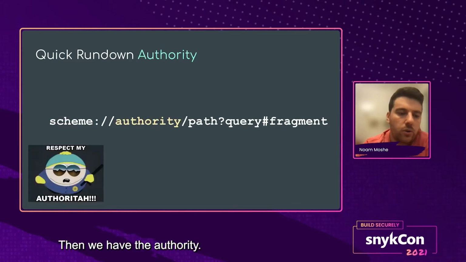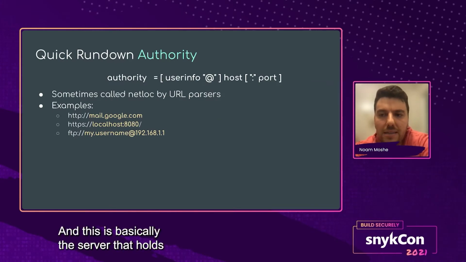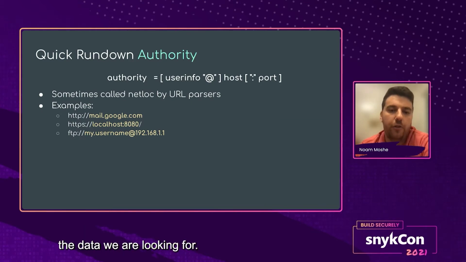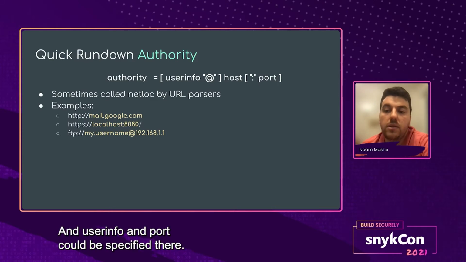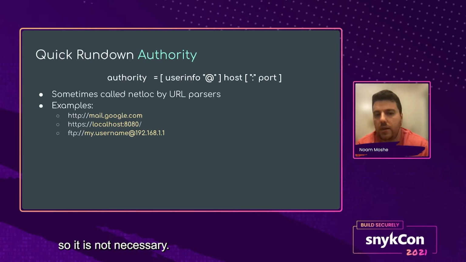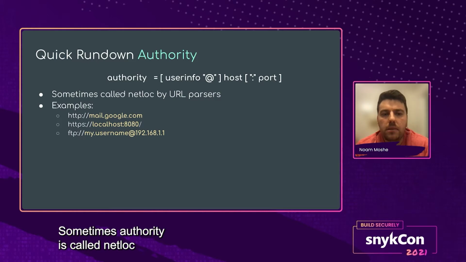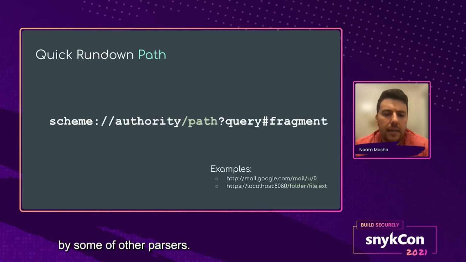Then we have the authority. Authority is created from three things: user info, host, and port. This is basically the server that holds the data we are looking for. The only mandatory part is the host; user info and port can be specified. For all protocols there is a default port, so it is not necessary. Sometimes authority is called netloc by some URL parsers. Then we have the path.